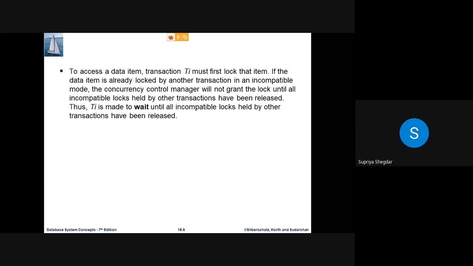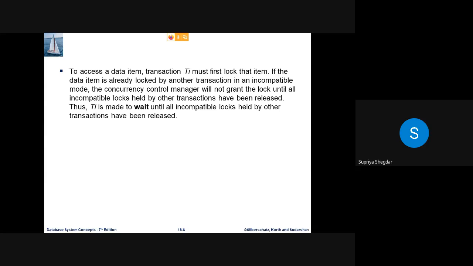If the data item is already with another transaction in an incompatible mode, then the concurrency control manager will not grant the lock until all the incompatible locks held by other transactions have been released. In this case the transaction Ti is made to wait until all the incompatible locks held by other transactions have been released.